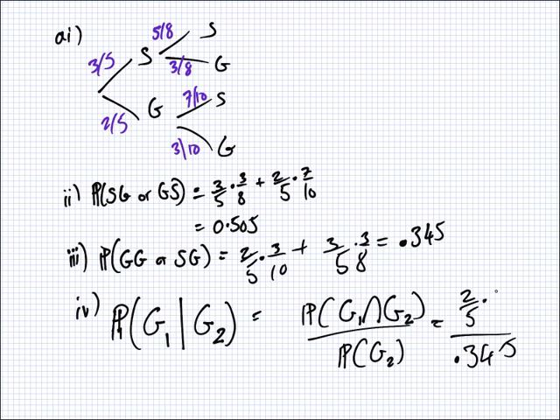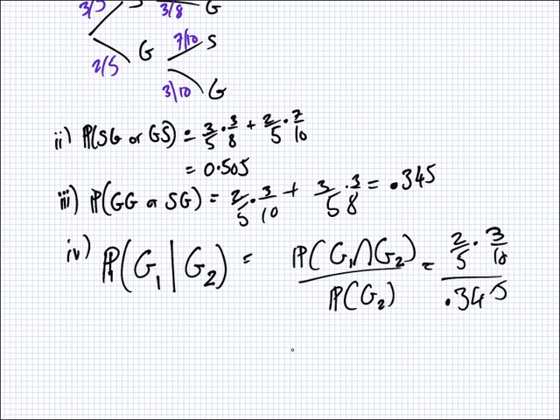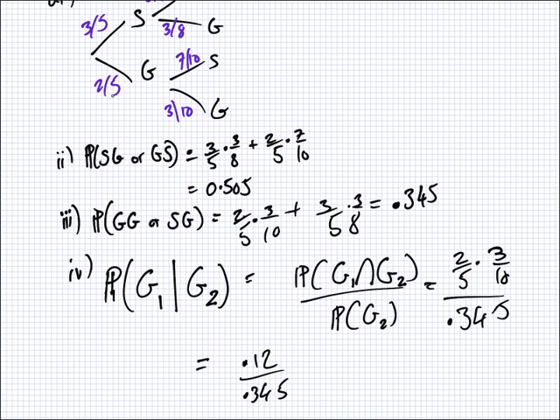2/5 times 3/10. Yeah, that's the only way to go on the first and go on the second, on this path. Isn't it? So, what would that be? 0.12, is it? Over 0.345. Yeah, is that right? It's on the tree. You see, 2/5, 3/10. Go on the first, go on the second.